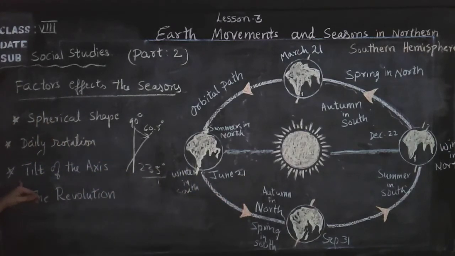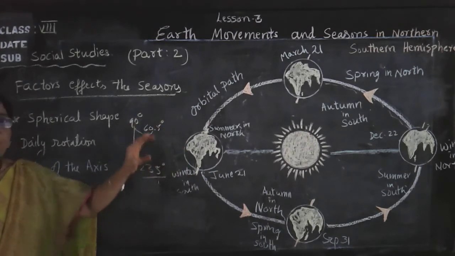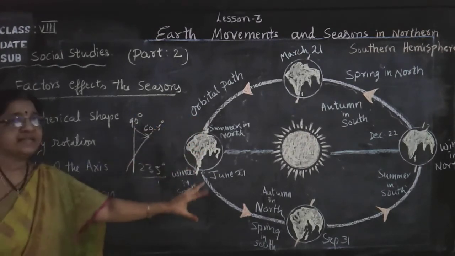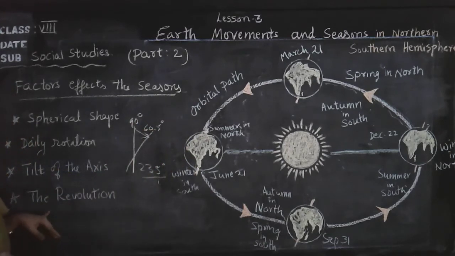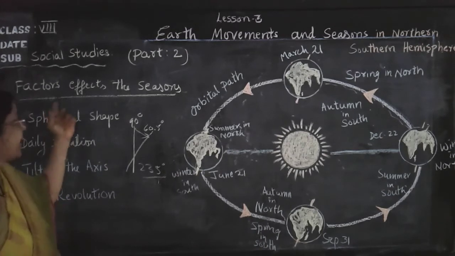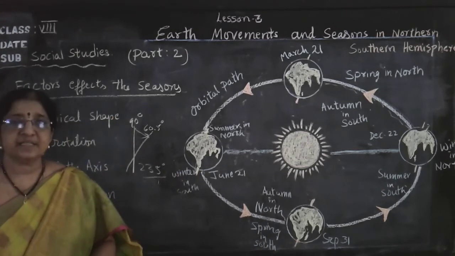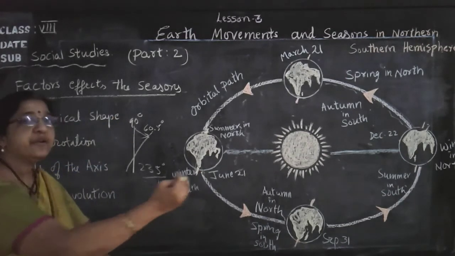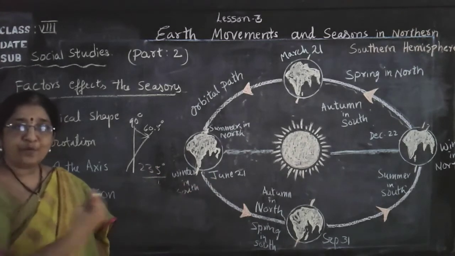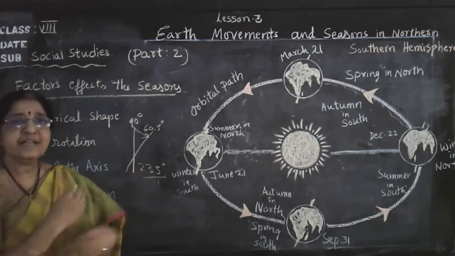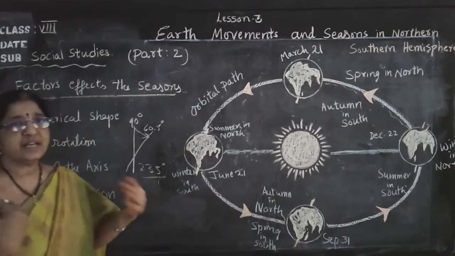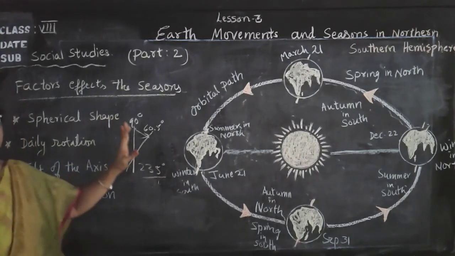The next one is the tilt of the axis. I have told you this is the orbit, and on its axis it rotates itself. The next one is the revolution. Revolution is also one of the factors which affect the seasons. Revolution means revolving around the sun. It is rotating itself and revolving around the sun. So due to this, the seasons occur.